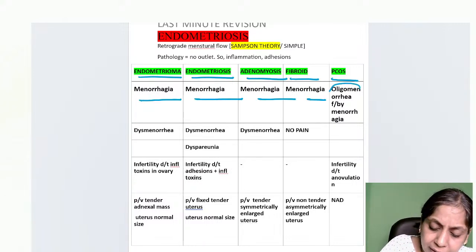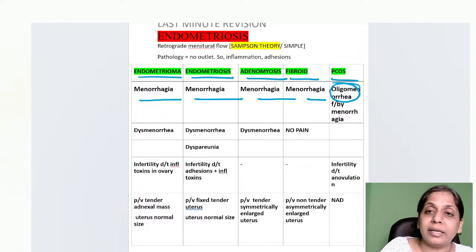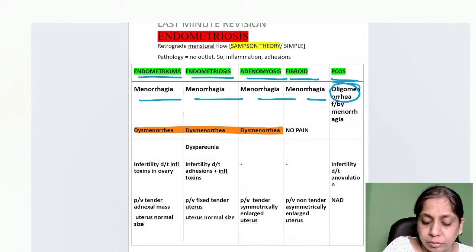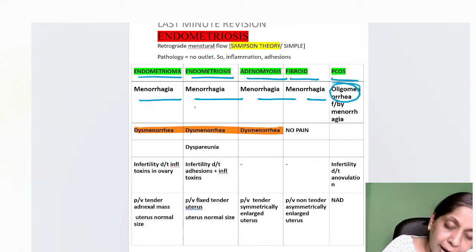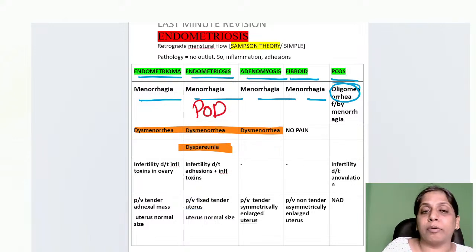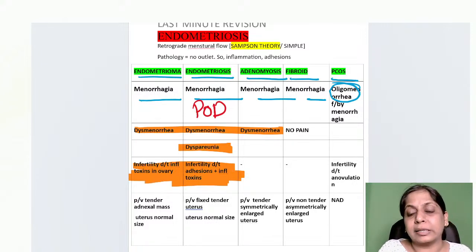You know that in PCOS, there is oligomenorrhea, which is followed by menorrhagia. And wherever there is endometriosis, the endometrium moves from one side to another extra side, there will be dysmenorrhea. So in the first three, there is dysmenorrhea. Because in endometriosis the endometrium is going into the pouch of Douglas, there is also dyspareunia. With the spread of the endometrium, in endometrioma and endometriosis, there is infertility due to the adhesions in the pouch of Douglas.